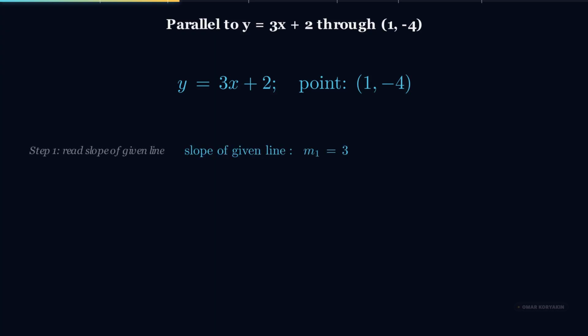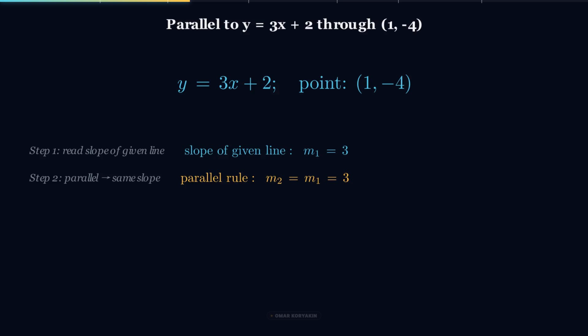Step 1. Read the slope of the given equation. y equals 3x plus 2 is in slope-intercept form, so the slope is m equals 3. The y-intercept is 2, but the y-intercept does not matter for the parallel rule, only the slope does. Step 2. Apply the parallel rule.